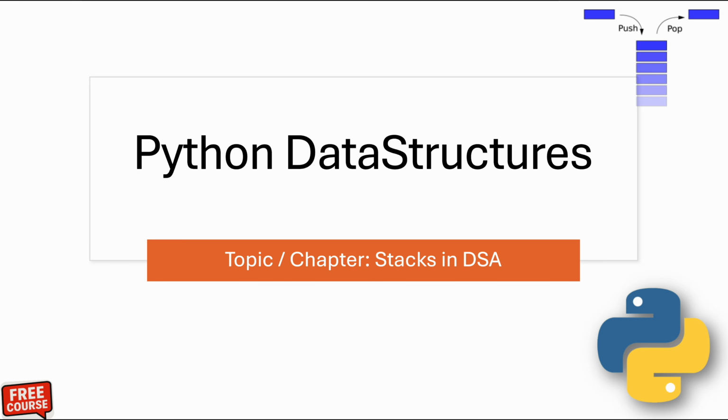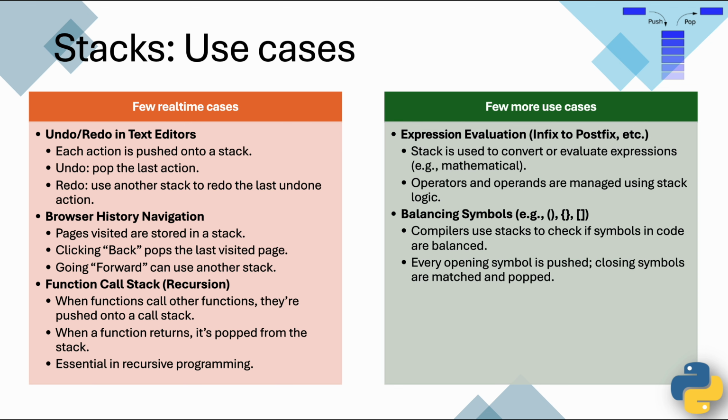So the chapter is stacks in data structures and algorithms. Real time use cases. I am discussing here a few of the real time use cases. The most important and very common one is undo and redo operations in text editors, which can be implemented using two stacks. Each action is pushed into the stack, and if you do undo, pop the latest action, and if you do redo, use another stack to redo the latest undone action.